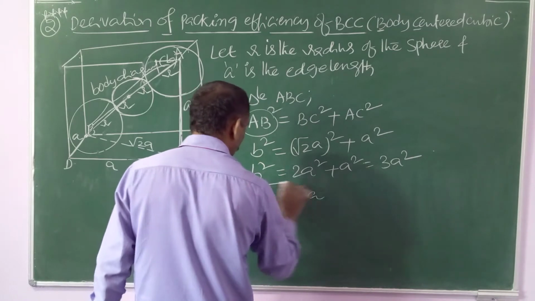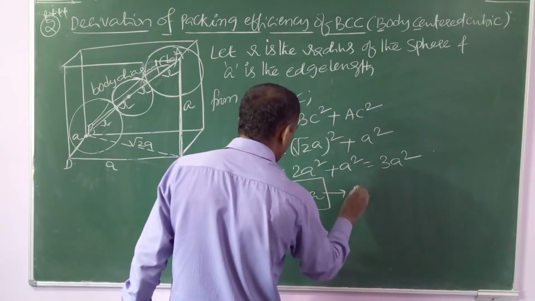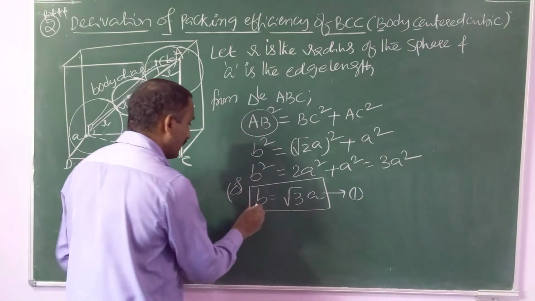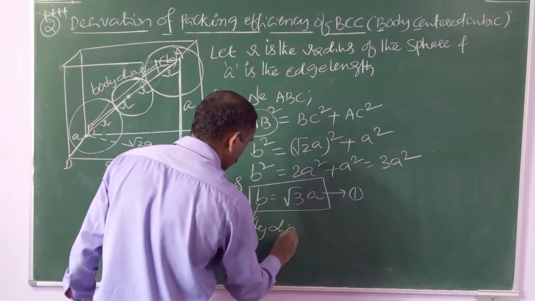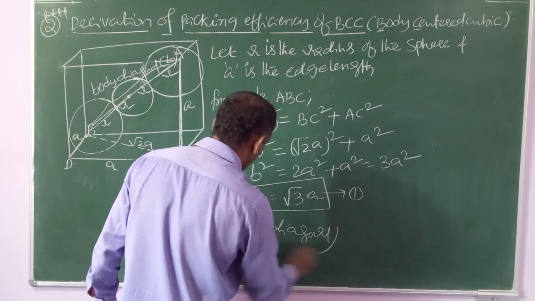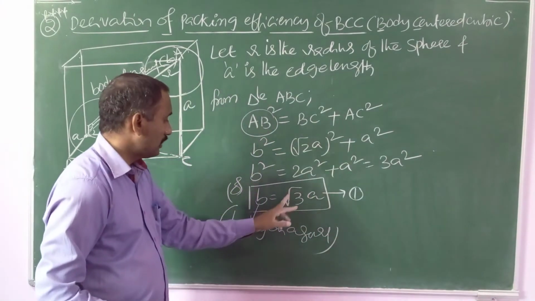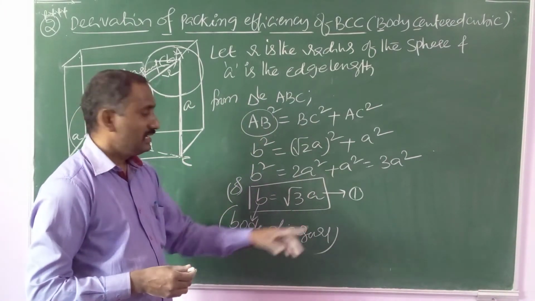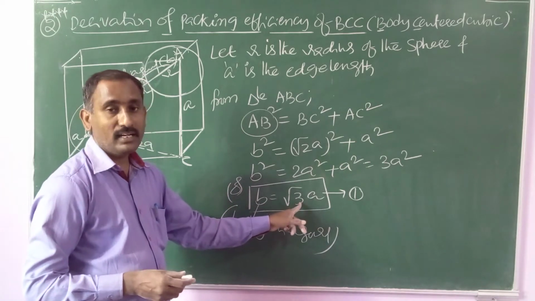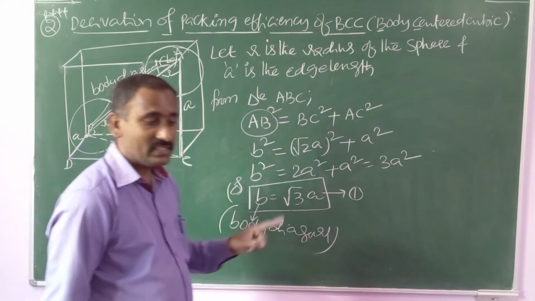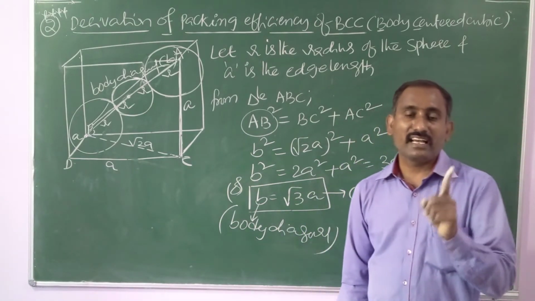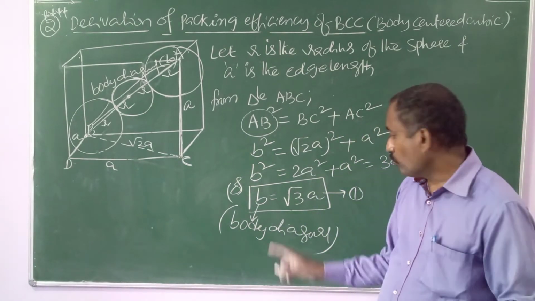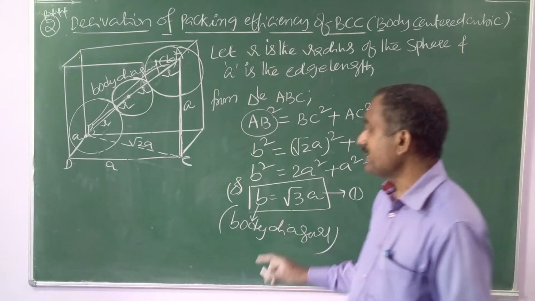So this is an important formula for objective exams, where B stands for body diagonal. Very important. Sometimes in objective exams, they will give the edge length and ask the body diagonal. Given the edge length, just multiply by root 3A. Just like in the previous case, FCC, we got the face diagonal formula root 2A. Body diagonal formula is root 3A.